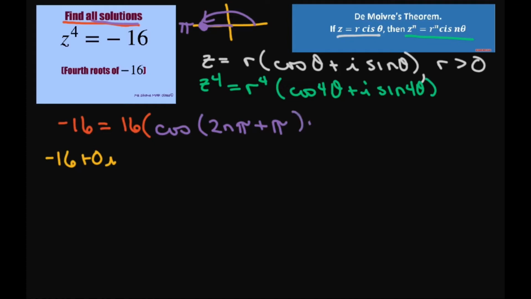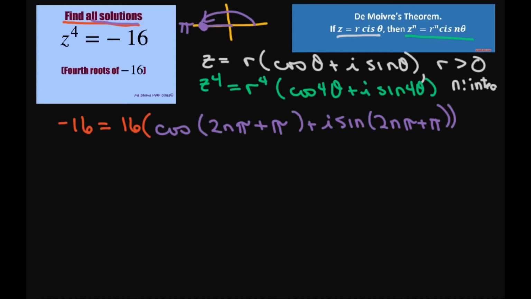Now, you have to add your sine and do the same thing, 2n pi plus pi. This is for all solutions. Now, our n is an integer. So let's just say n is an integer. All right. Now that we have that, what we're going to do is look for our r.